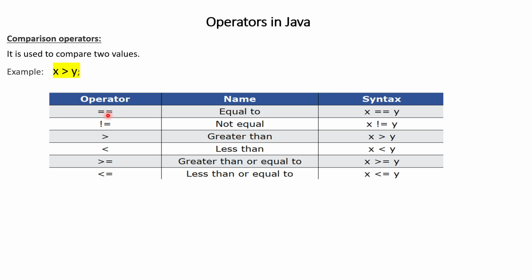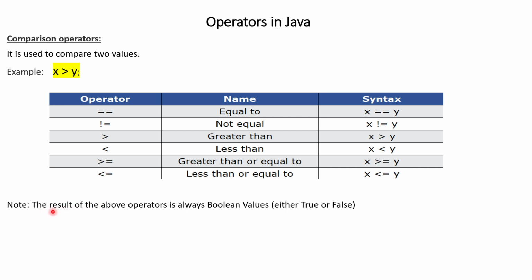The first operator is known as the equal to operator, and the syntax of the equal to operator is this. It checks whether the left hand side is equal to the right hand side, so it is comparing the values. This is not equal to. Then we have greater than, x greater than y, then x less than y, x greater than or equal to y, and x less than or equal to y.